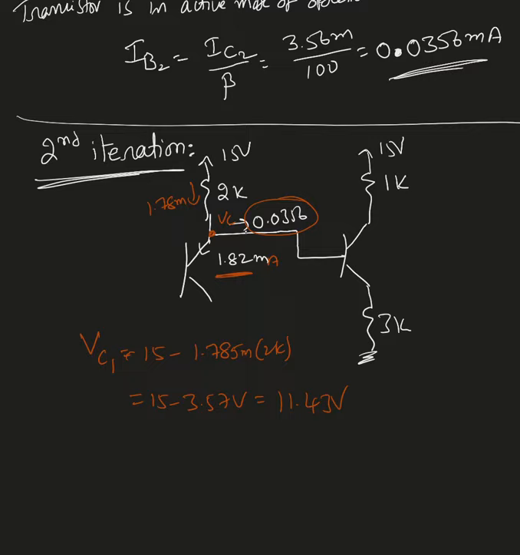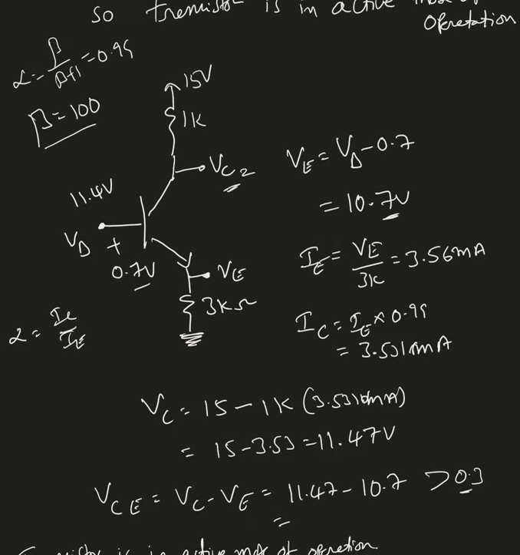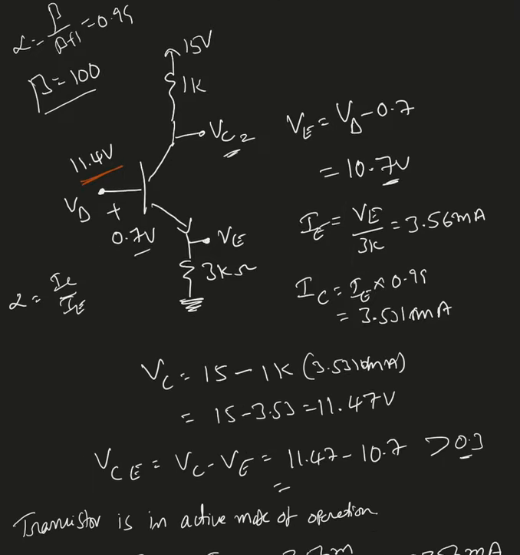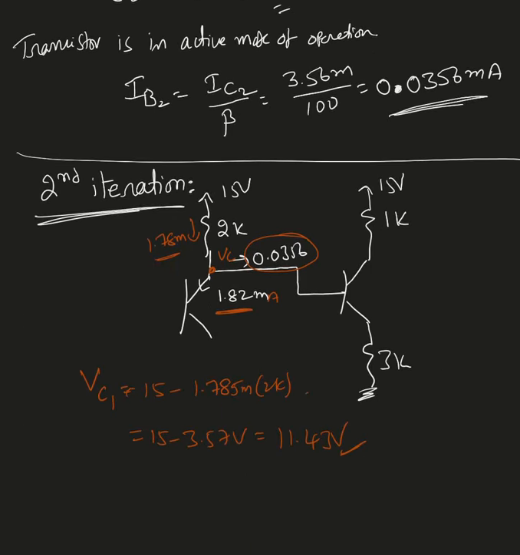Based on these two currents, the current passing through this must be this current minus this, which gives you the current passing through this 2 kilo ohm resistor. I found that, and I found VC1 as 11.43 volts. In the previous case, how much was it? I think it was like 11.4 volts. It's not much difference.